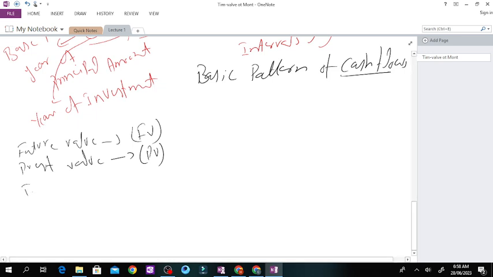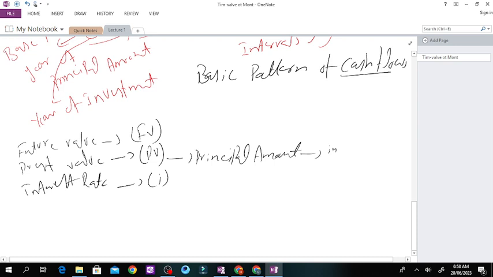And the other one is the interest rate. We normally say this is I. The amount that you will earn on your deposits becomes part of your principal at the end of a specific time period. So remember that present value is your investment amount. Normally consider it as the principal amount, the amount you will invest in the base year.